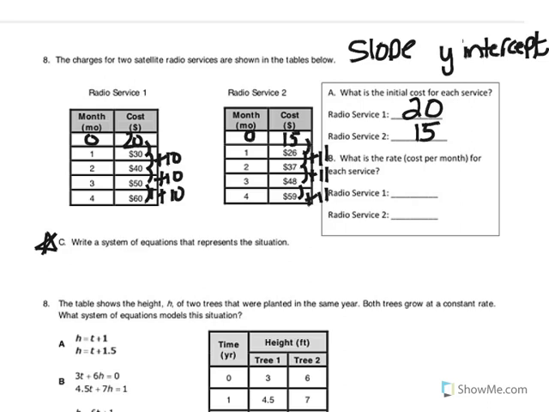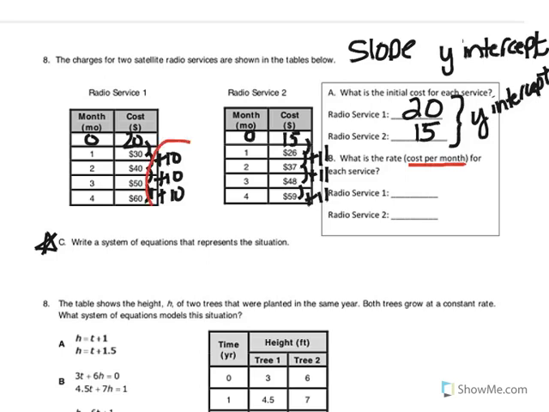Now, what does that represent in our situation? The beginning cost is going to be the y-intercept. Now, what is the rate or the cost per month for each service? Well, we've already kind of figured that out because we needed to know it before we worked backwards.